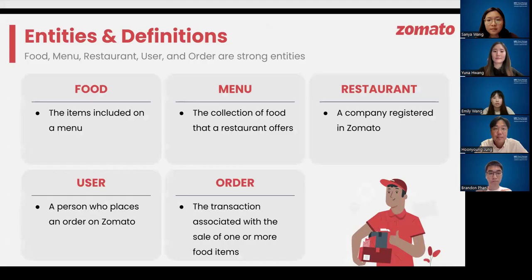Then I will introduce the five key entities in this database: food, menu, restaurant, users, and order. The food entity represents the menu items, while the menu entity is the restaurant's complete offerings. The restaurant entity includes a business on Zomato, and the user entity contains some basic information of people who place an order on Zomato. And lastly, the order entity links users and restaurants, ensuring smooth transactions and timely deliveries.